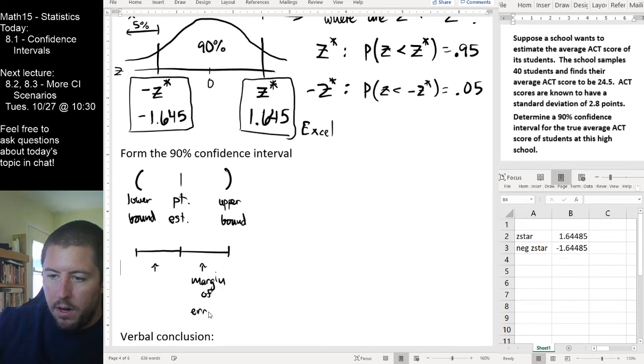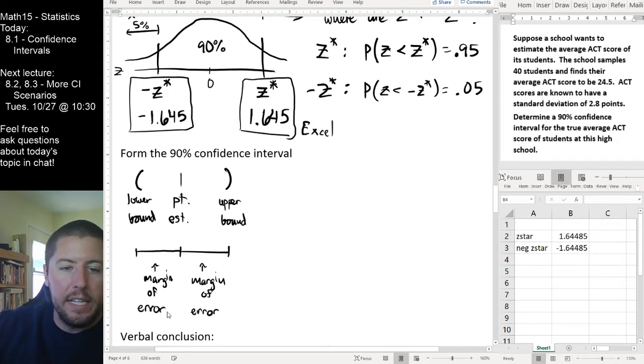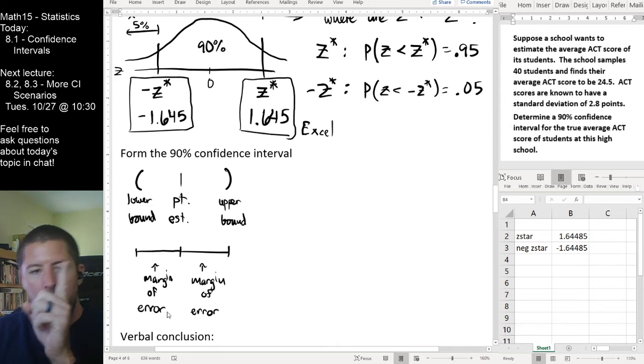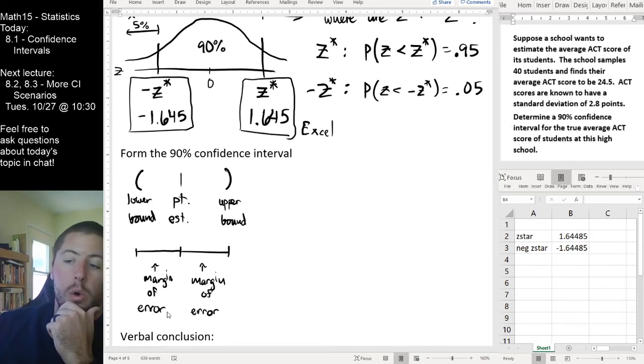And we refer to these distances as the margins of error. A margin of error is just one of the two distances. It's not the whole width of the interval. The width of the interval is twice the margin of error because it's one margin of error above and one margin of error below. So if we can compute our point estimate, and if we can compute a decided margin of error, then that will tell us where our upper bound and lower bound are.